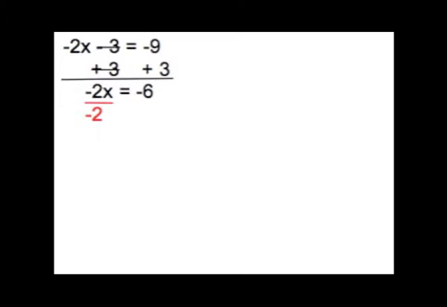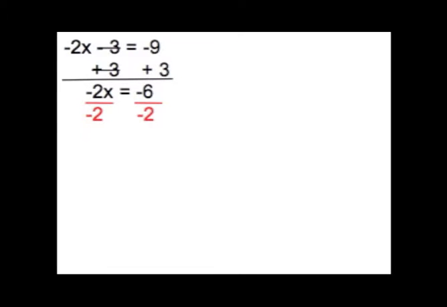Now, because -2 and x are being multiplied, we need to use the inverse operation, which is division. So we will divide by -2. What we do to one side of an equation, we must also do to the other side.